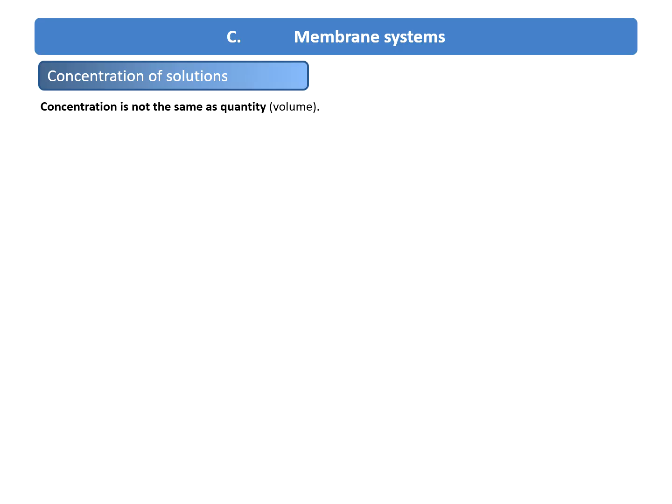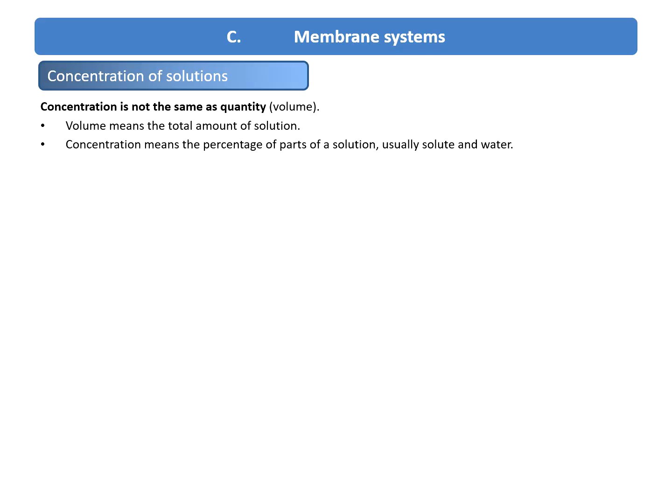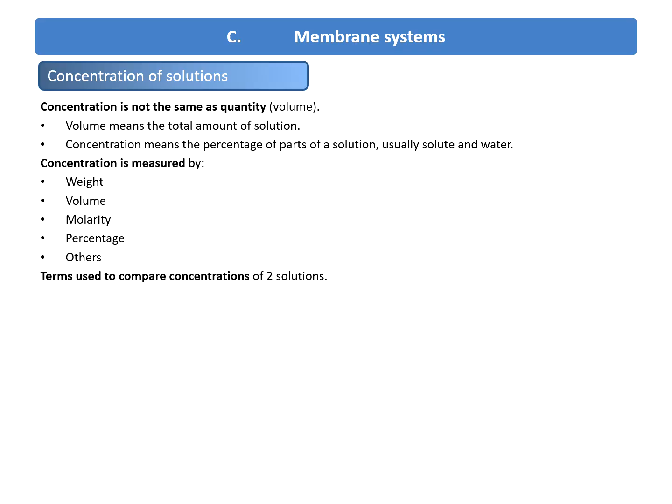Concentration is not the same as quantity or volume. Volume means the total amount of a solution, whereas concentration refers to the percentage of the parts of a solution. Usually we're dealing with solute and water. Concentration is measured in various ways: by weight, volume, molarity, percentage, and others.